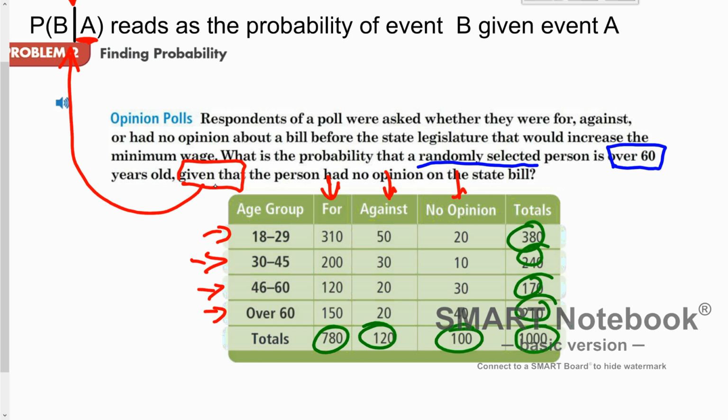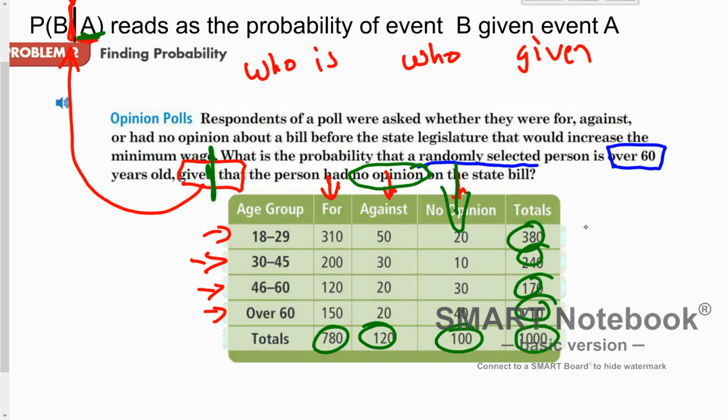Given that is the key word that goes with this bar. When you see the words given that, or who is, or who, or just given, that basically means this bar right here. What follows those words is our condition. That's our A. What follows that is person had no opinion. So really we're only looking at everybody that had no opinion, which is just this column. So our denominator is going to be 100.